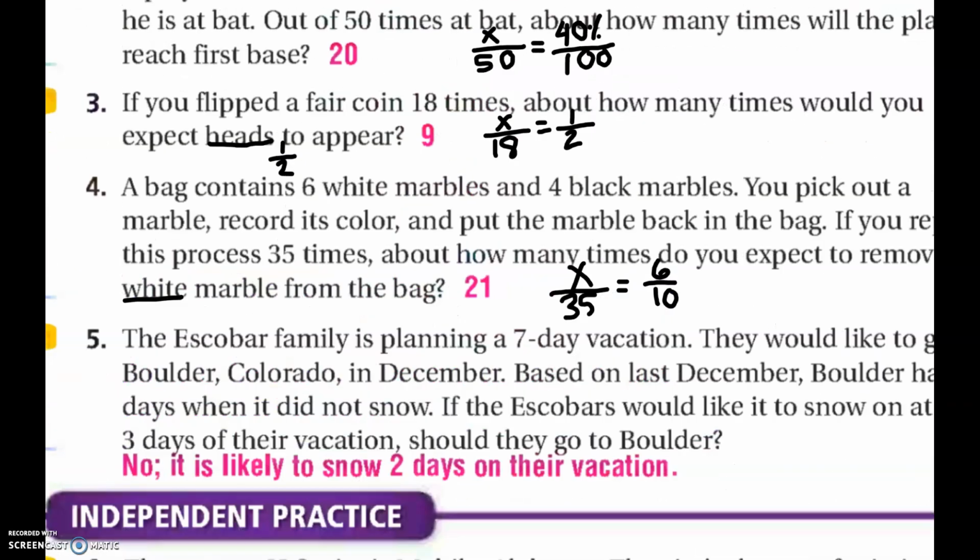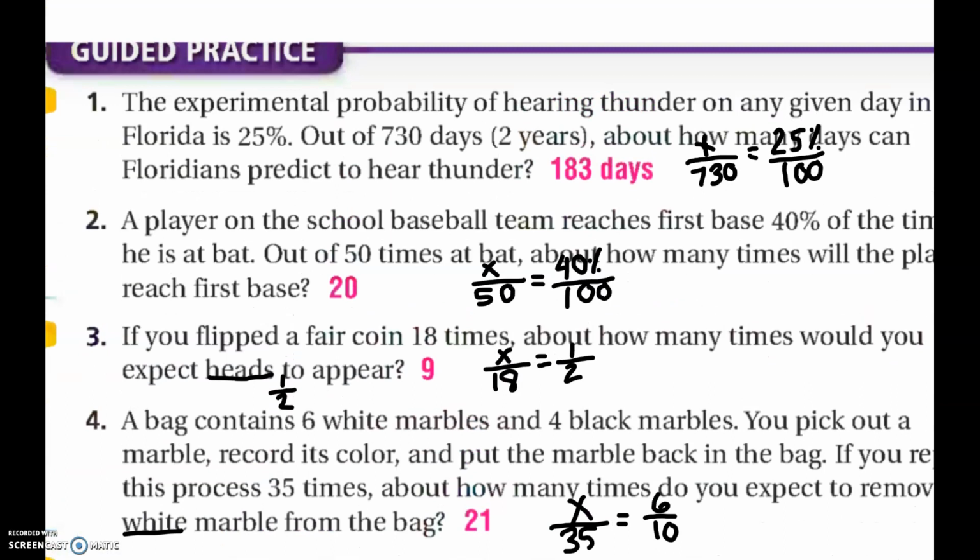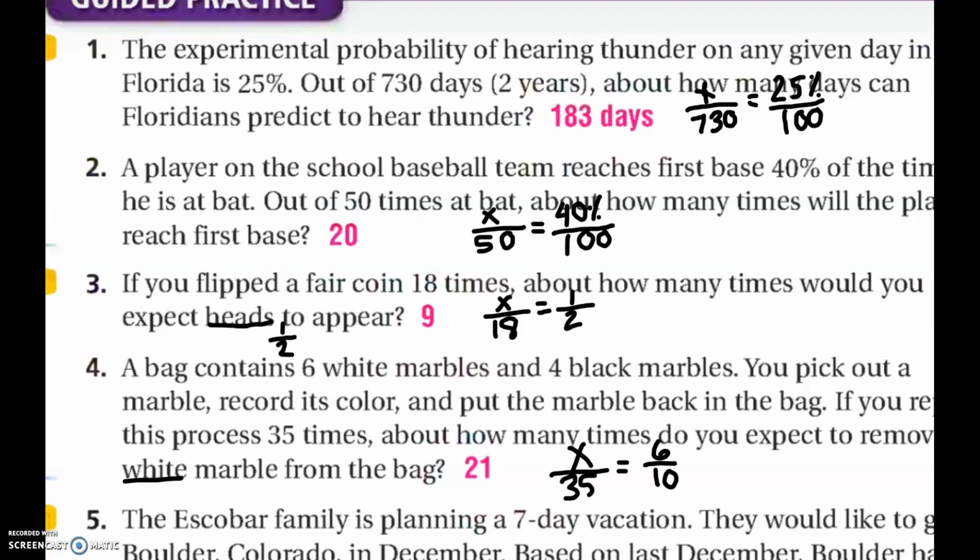So we're correcting our homework on page 660. Number 1, you should have done 25% over 100 on the right, and on the left is how many times you're doing this. So that would be 730, and then you cross multiply. So you multiply 730 times 25, and then divide by 100. And if your number is close to that, but not exact, they rounded, okay? Number 2, I have my proportion there.